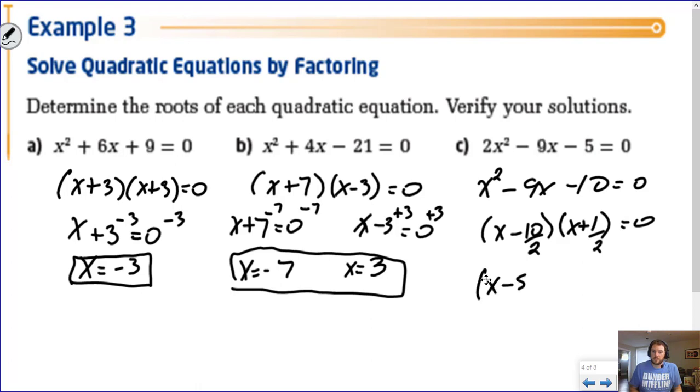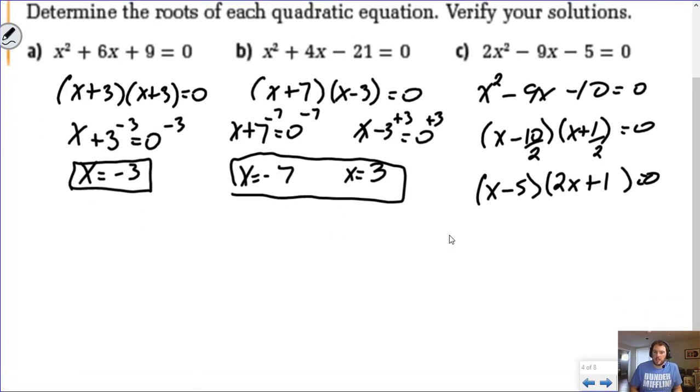So we get x minus 5, right? 10 divided by 2 is 5. And this can't be simplified, so the 2 is going to go in front of the x, and we get 2x plus 1 is equal to 0. So right now, again, what we need to do is take each of these brackets and say, okay, when does x minus 5 equal 0? And when will 2x plus 1 be equal to 0?